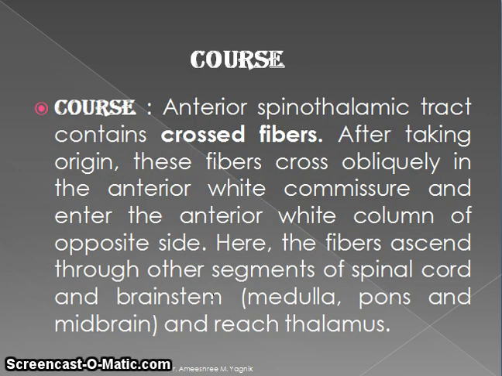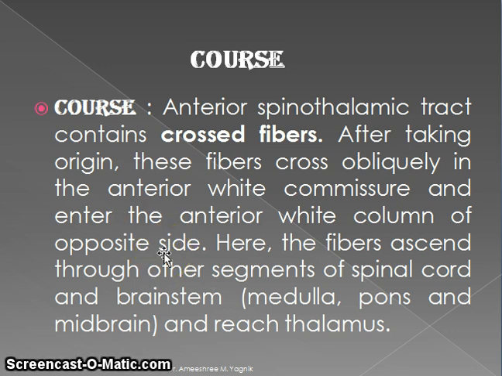And its course: the anterior spinothalamic tract contains crossed fibers. After taking origin, these fibers cross obliquely in the anterior white commissure and enter the anterior white column of the opposite side. Here, the fibers ascend through other segments of the spinal cord and brain stem, that is medulla, pons and midbrain, and reach the thalamus.